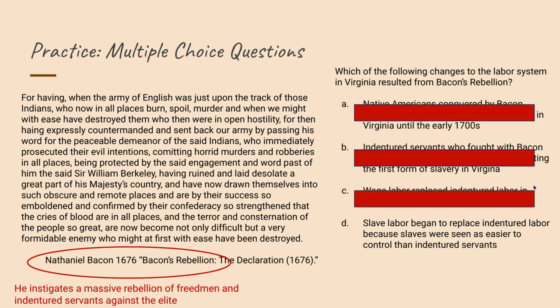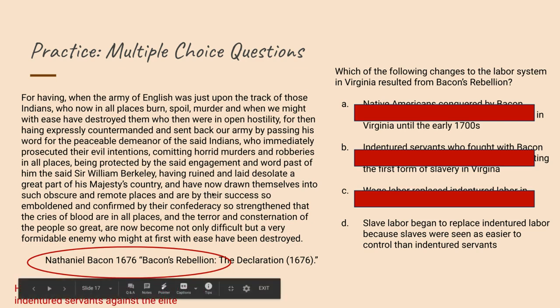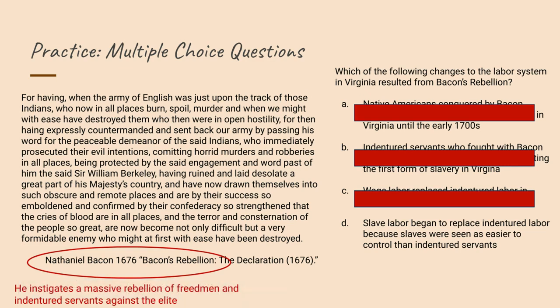So that leaves us with our final option. It says, slave labor began to replace indentured labor because slaves were seen as easier to control than indentured servants. And this is going to be the correct answer for this stimulus-based question. We know as a result of Bacon's rebellion that there's a lot of tension surrounding the relationship between indentured servants, freed indentured servants, and the planter elite.